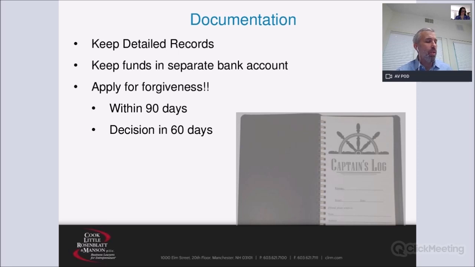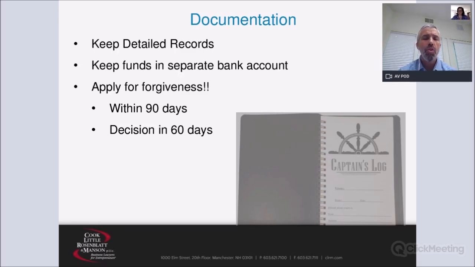So how does the application work? Well, one thing to keep in mind is that you're actually going to be applying not to the SBA, but to the bank from which you got your PPP loan. So within 90 days after the end of your 8-week period, you're going to have all of your documentation ready and apply to your bank for the loan forgiveness. And they have 60 days from the day they get your application for forgiveness to render a decision about what portion or all of what you're providing in terms of documentation would result in loan forgiveness, right?